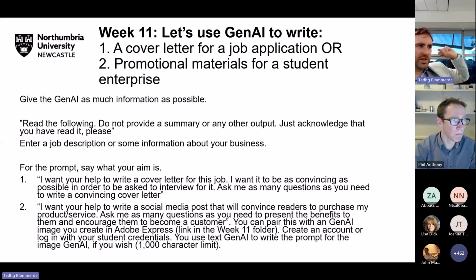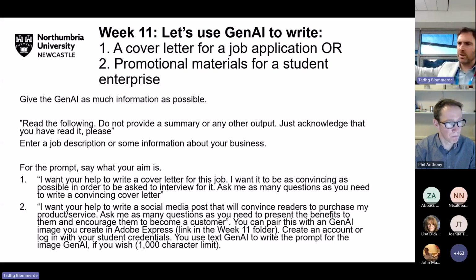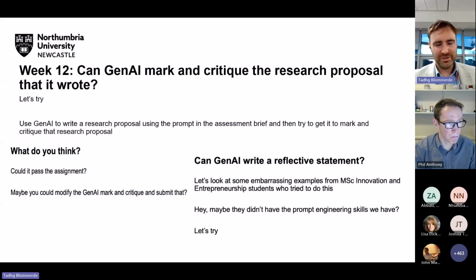So what they do is they'd input some data about the job that was being advertised or about their student enterprise, and they'd get the Gen AI to ask as many questions as possible to develop those promotional materials or that cover letter. That was the most popular one, and some students said that they got jobs on the basis of these Gen AI cover letters. And people say I'm wild for this one.